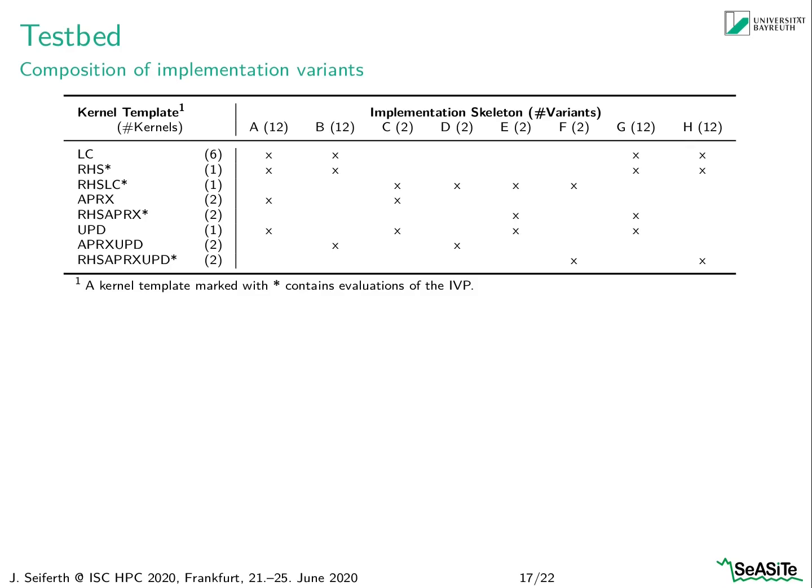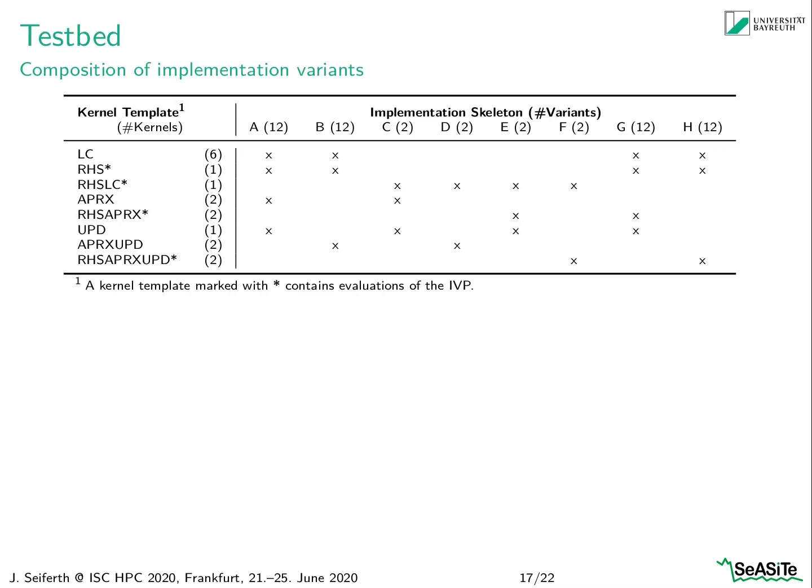The shown table summarizes how implementation variants can be derived from the available kernel templates and implementation skeletons. Each column shows the templates required by a specific skeleton. For example, the earlier introduced skeleton A uses templates LC, RHS, approx and update. 12 different variants can be derived from skeleton A, as there are 6 different kernels of LC enabled by loop interchanges, unrolls and pragmas, and 2 of approx.